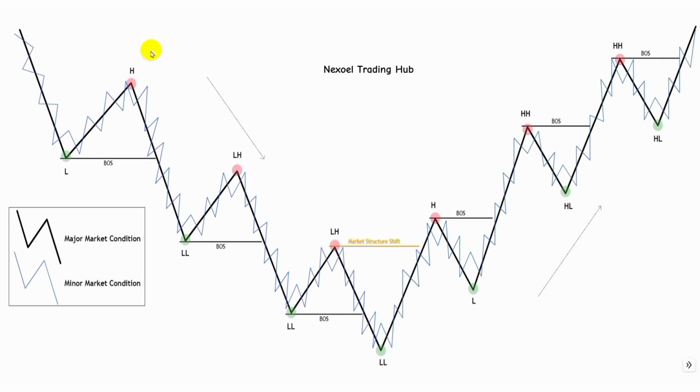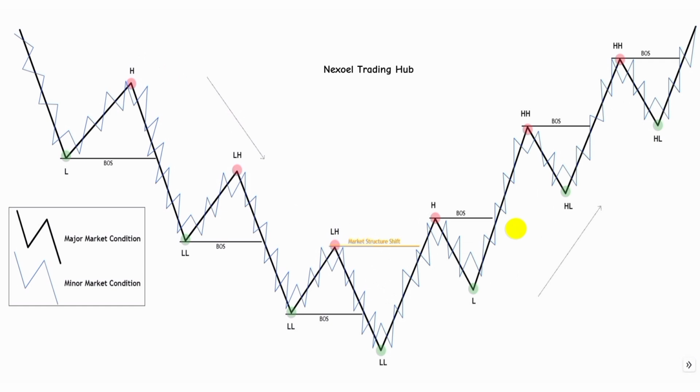Meaning now the market is no longer bearish, the market has turned into a bullish market condition. And you can see we have the pullback and then price continued to the upside. So you can see how price is fractal on every time frame.